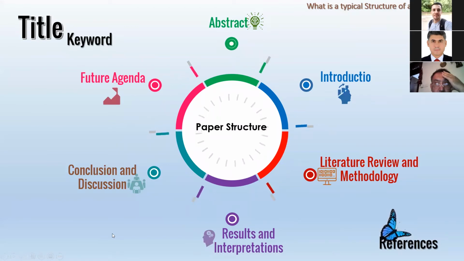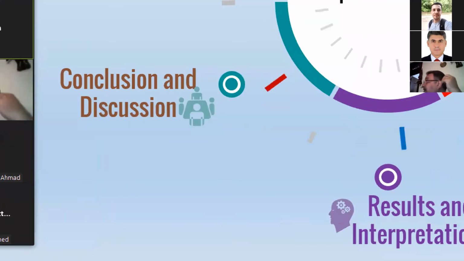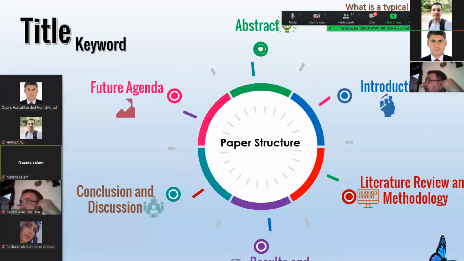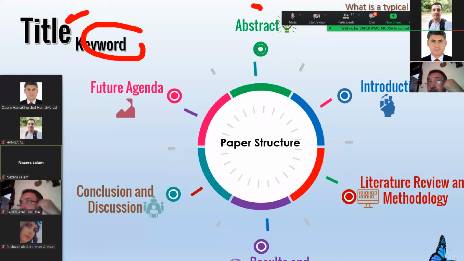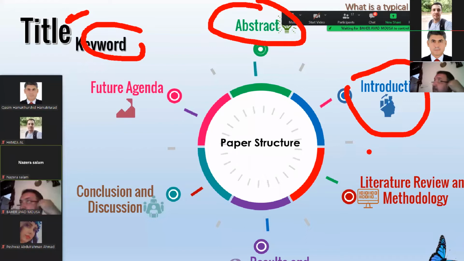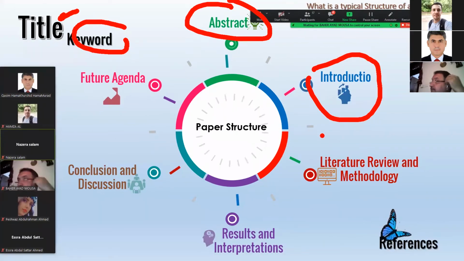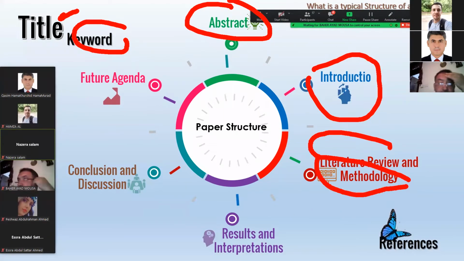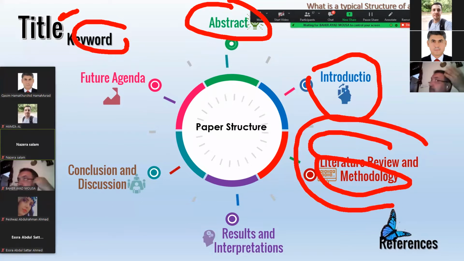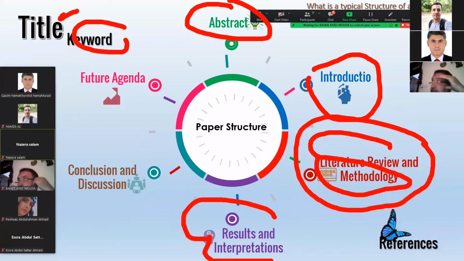It's very important to know every article generally must contain the title, maybe contain the keyword, of course abstract, and we have introductions. Sometimes we say there is a literature review, sometimes we say review. Sometimes we say methodology, sometimes we say method. It means there is a method and there is a review. So every paper must have the result and interpretations. So really, after the result, you have a conclusion and discussions.